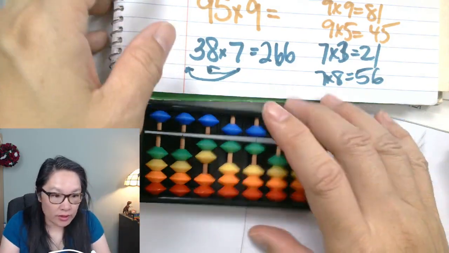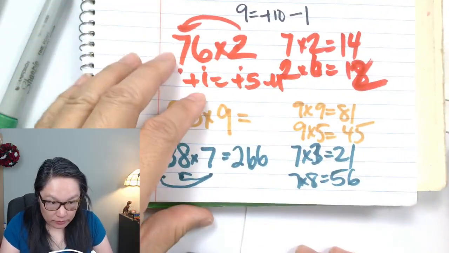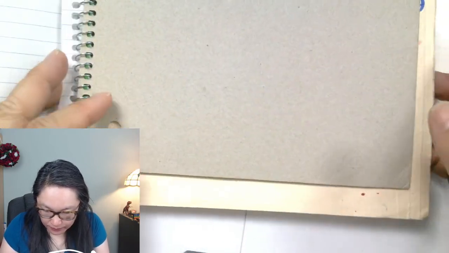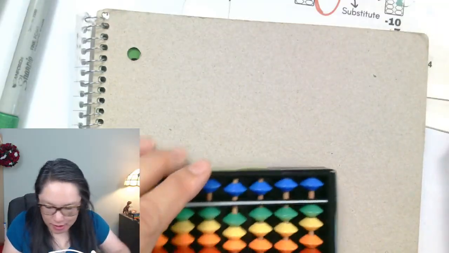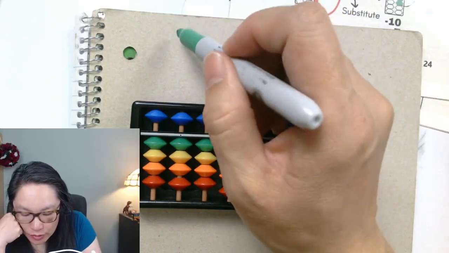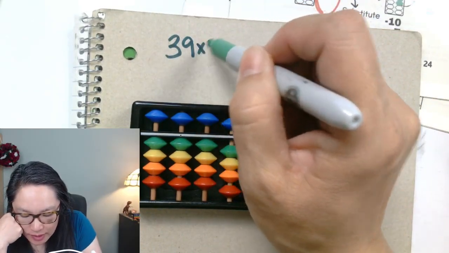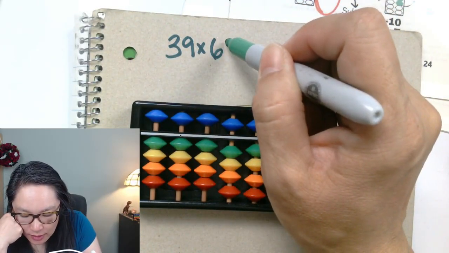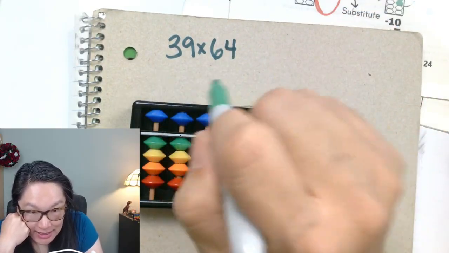So let's do two digits. Let's do that. We're going to use the back of the book because nobody uses the back of the book. So let's do another one, right? We can do 39 times 64. It's the same thing.